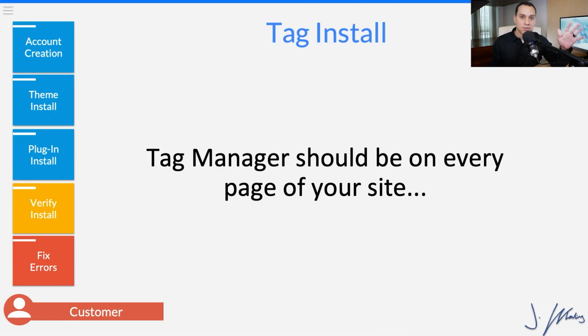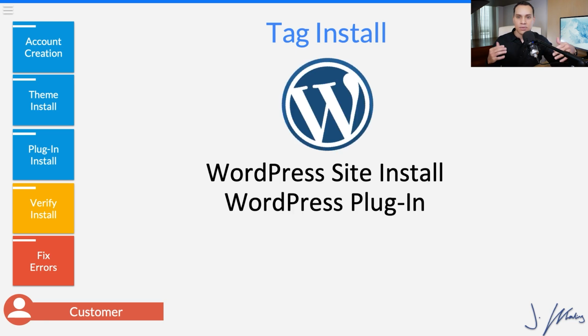Now, no matter what you do, just make sure you save it someplace, right? So now that you have the code, it's time to put it on every page of your website. And when it comes to WordPress, you have two options. You can either install it at the theme level, or you can install it using a plugin.